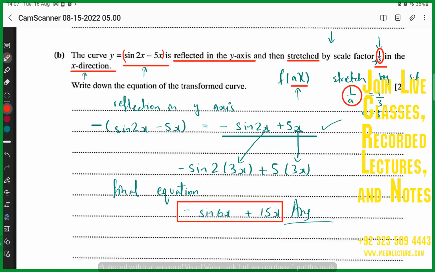Yes, ma'am, got it. But my question is, what if it was greater than 1? If it was scale factor 3, then what would we do? Very good. Okay, I'll tell you.